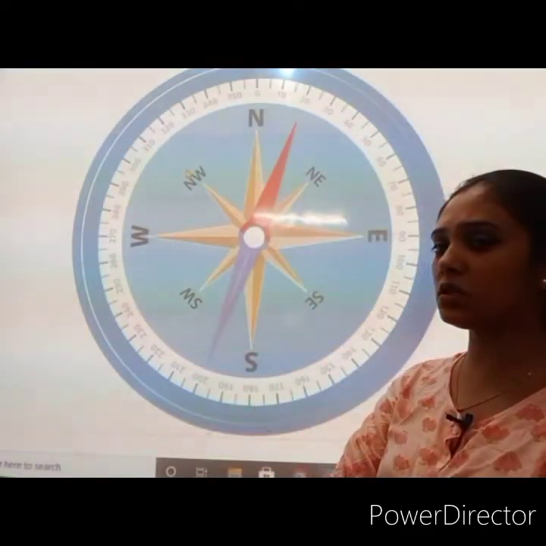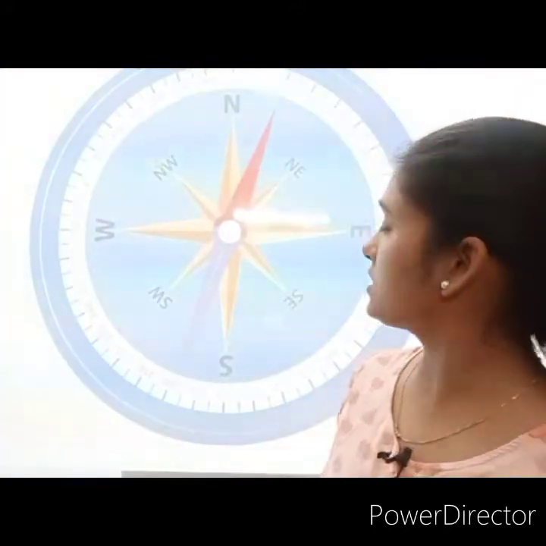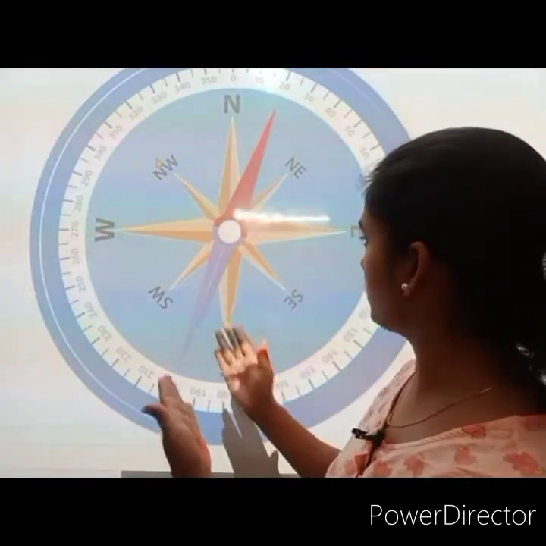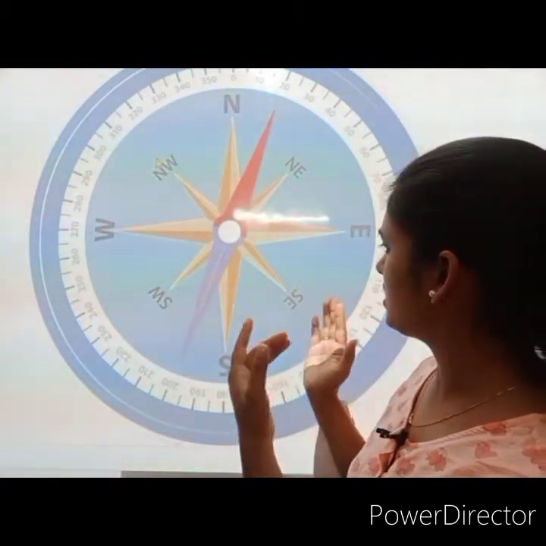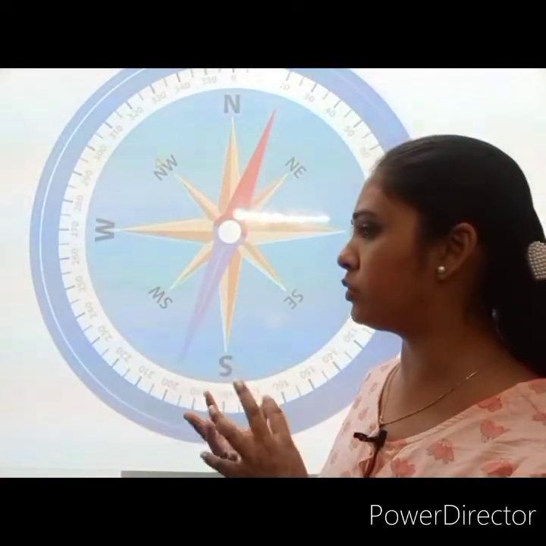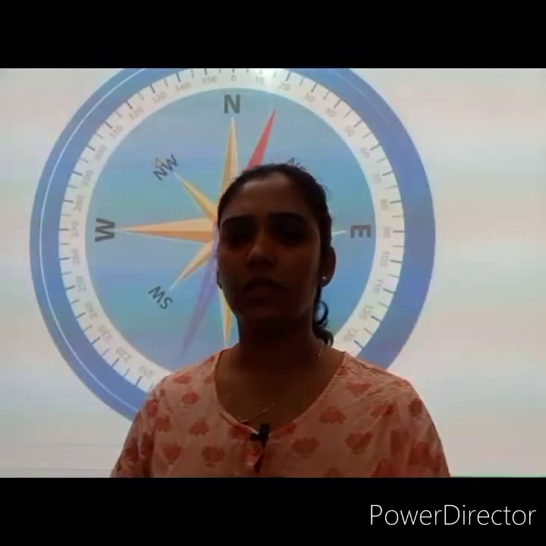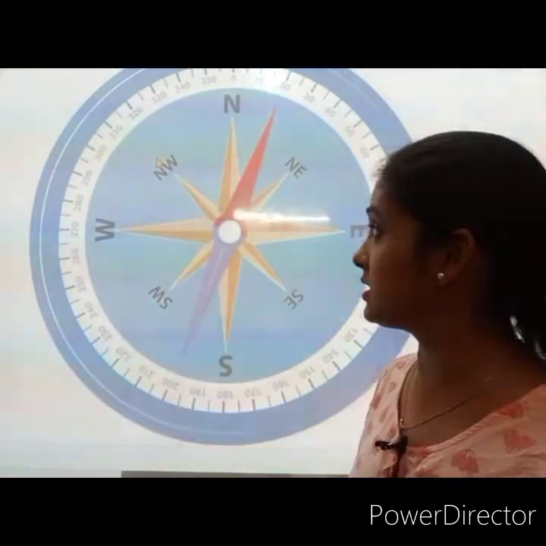Can you tell me what this is known as? This is something which is showing north, south, west, east, southeast, southwest, northwest, northeast. So what are these known as? Correct, children, they are showing you directions. Basically, what is this? This is known as a compass. It's a compass. Correct.